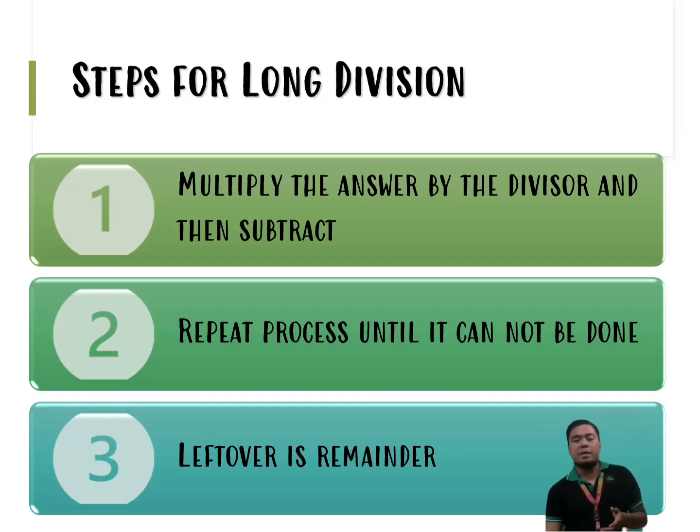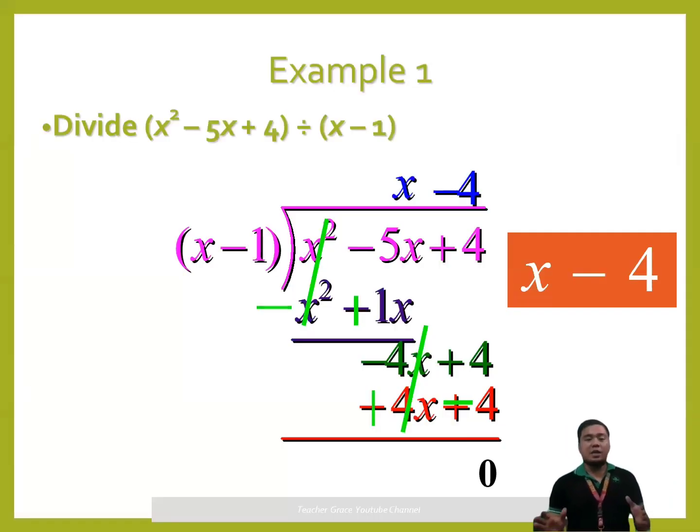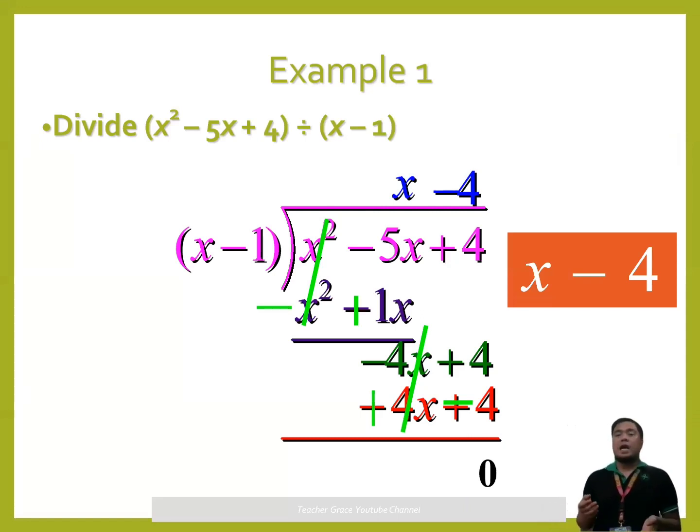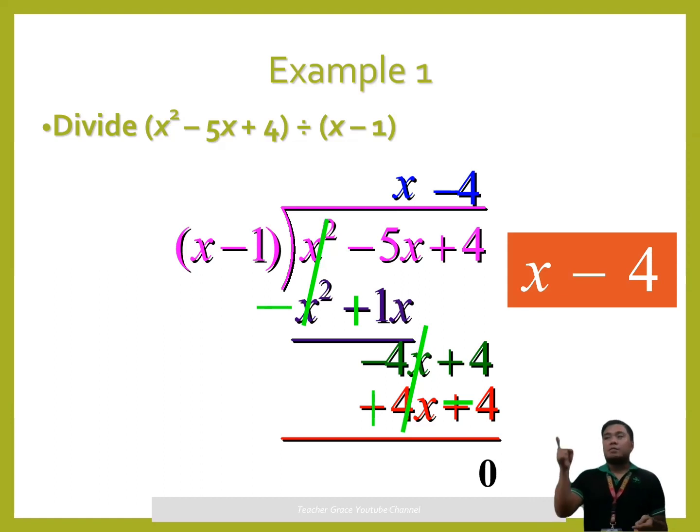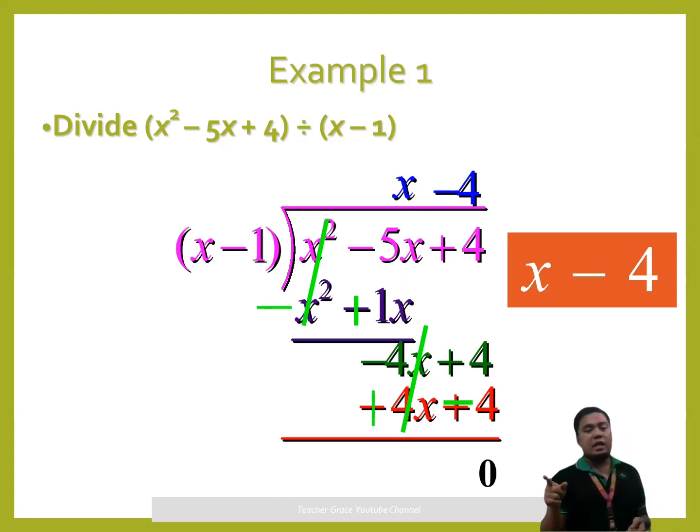Okay, so for example, divide x squared minus 5x plus 4 by x minus 1. So basically, this is a very common example. So what are we going to do first is the first term of our dividend, which is x squared minus 5x plus 4, i-divide mo sa first term ng divisor. I repeat, ang first term sa dividend, i-divide sa first term sa divisor.